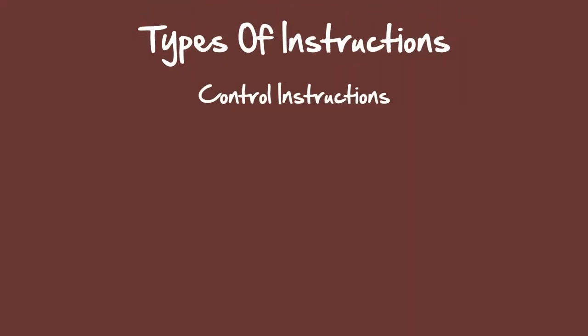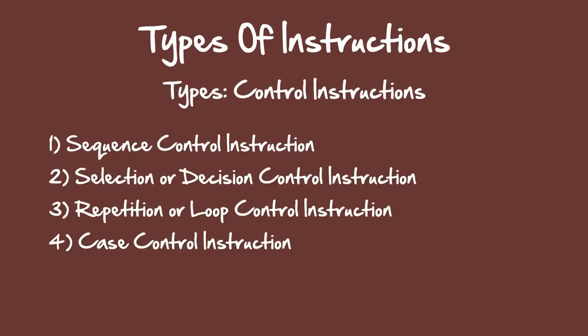Control instructions in C. This is the third type. As the name suggests, the control instructions enable us to specify the order in which the various instructions in a program are to be executed by the computer. In other words, the control instructions determine the flow of control in a program. There are 4 types of control instructions in C: first is sequence control instruction, second selection or decision control instruction, third repetition or loop control instruction, and fourth case control instruction.